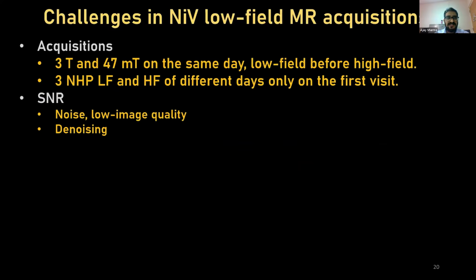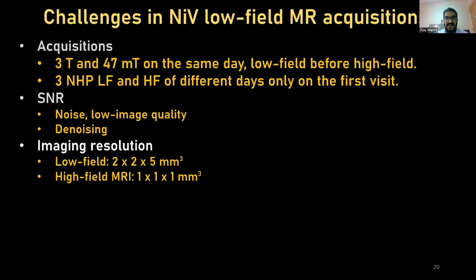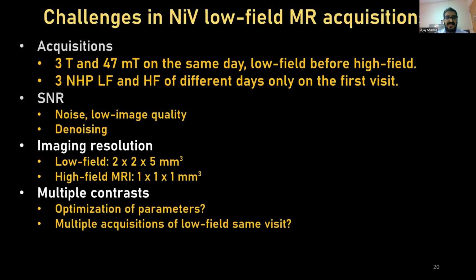The main challenges were the acquisition at 3T and 47 millitesla. There was low SNR in low field imaging, so we need denoising and super resolution. Imaging resolution is lower, like 2 by 2 by 5, but the high field resolution is like 1 by 1 by 1 mm cube, which is usually better. We also have a challenge of multiple contrasts acquired, where we need optimization of parameters during the multiple acquisitions, trying to find the optimal parameters for non-human primates.